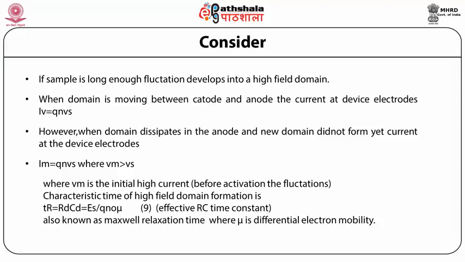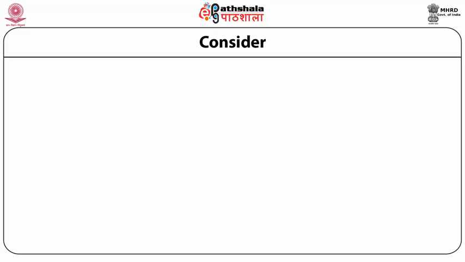The characteristic time of high field domain formation is tau r equal to R_T C_D equal to epsilon s by q n naught mu, also known as the Maxwell relaxation time, where mu is the differential electron mobility. Let us now discuss the Gunn diode modes of operation.